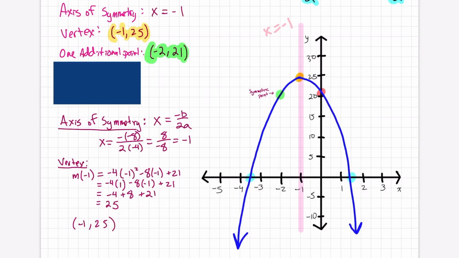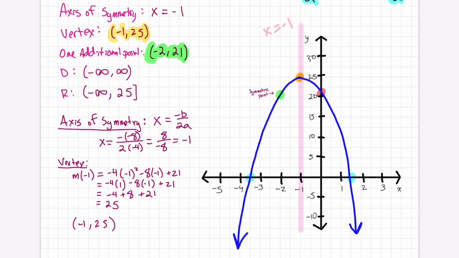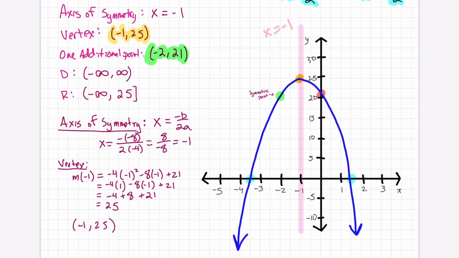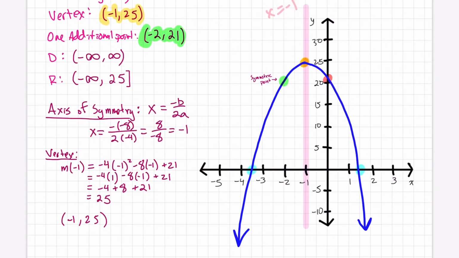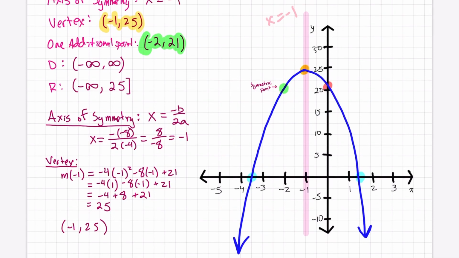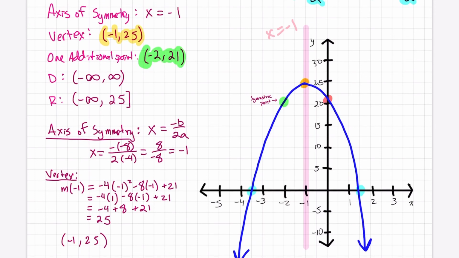And then lastly, domain and range. Well, domain is -infinity to positive infinity for all these parabolas, but my range goes down forever and ever, but only up to 25. So there's my domain from -infinity to infinity, and for my range, -infinity to 25, square bracket, like I said.